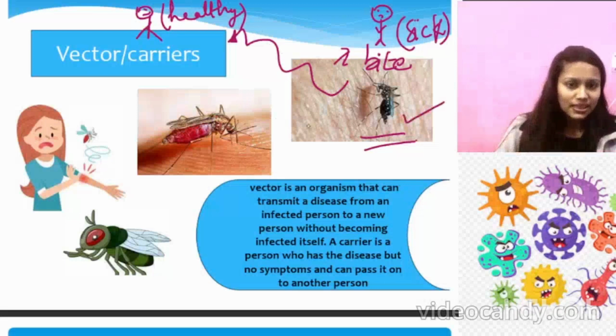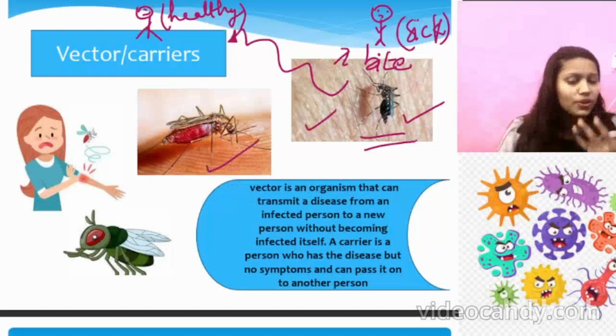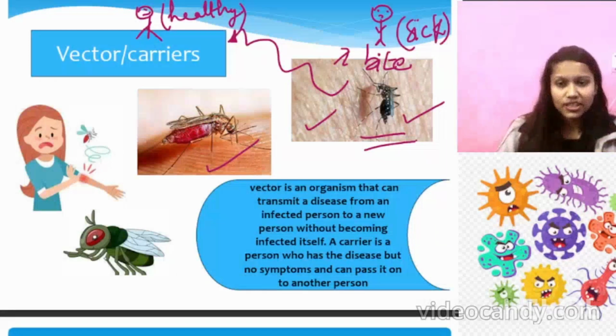So here is this Aedes mosquito, Anopheles mosquito is there, and vectors are only carriers, because what they are doing is transferring the disease. Even the housefly is also an example of a vector. Housefly is commonly seen.